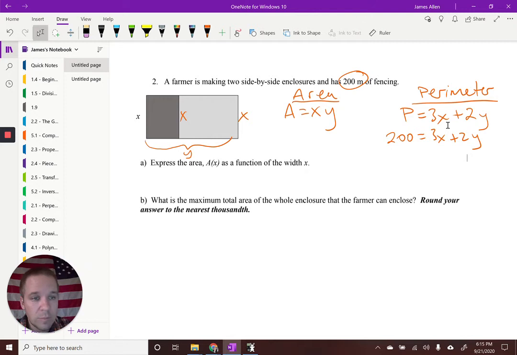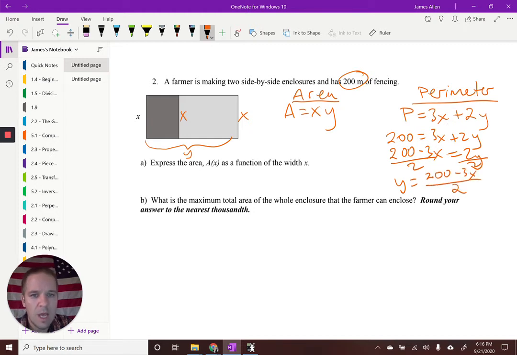All right. So once again, I'm going to solve this for y. So I'll subtract 3x, and I've got 200 minus 3x equals 2y, and I'll divide everything by 2. So I'll have y equals (200 minus 3x) over 2. And I'm going to substitute that in for my y. So I'll have A of x equals x times (200 minus 3x) all over 2.